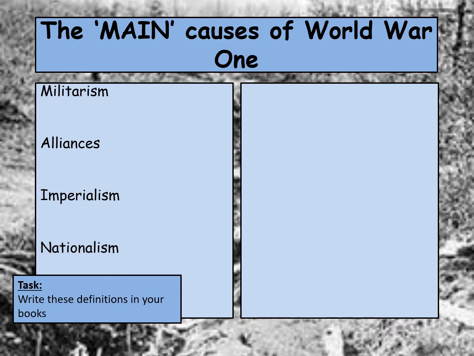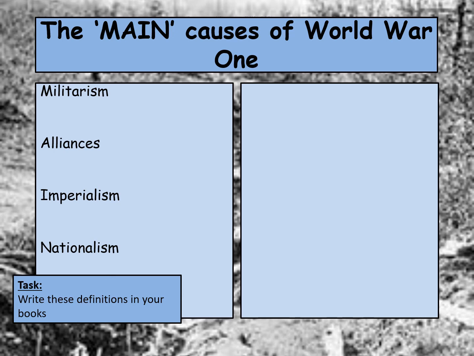So for the rest of the lesson, we're going to be talking about the main causes of World War I. This came up in our title today, and it is going to be something you'll have to discuss at the end of the lesson. Now, MAIN stands for four words: militarism, alliances, imperialism, and nationalism. Some of these words you might not be very familiar with. So the very first thing we need to do is to write down the definition of these words into our books or on our piece of paper if we don't have our book with us.